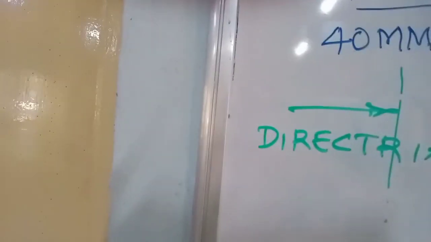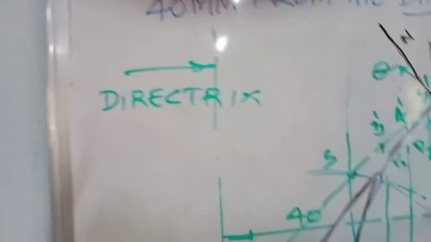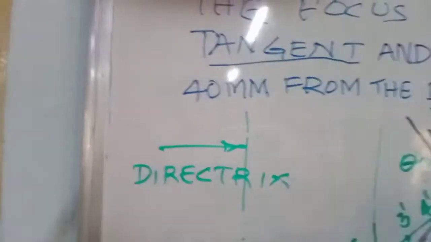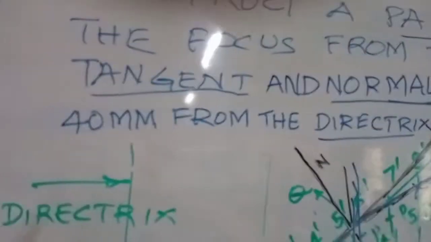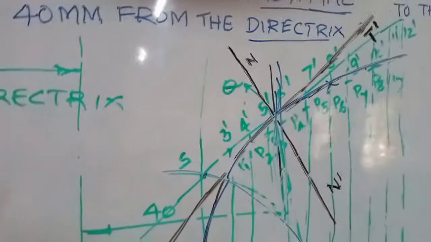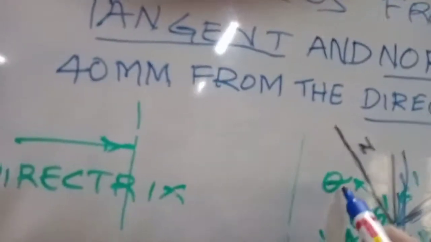So, put 40 mm here, measure the 40 mm. You take 40 mm here, wherever we are getting 40 mm on the scale, draw the line. That is, this is the distance of 40 mm. So, at this point, we have to draw the tangent and normal. Let us say this point I am marking as Q, right?